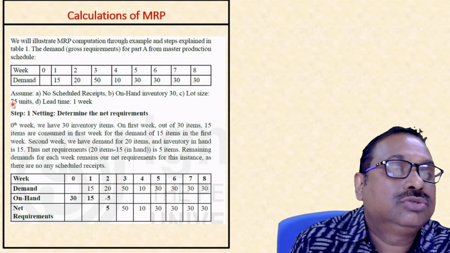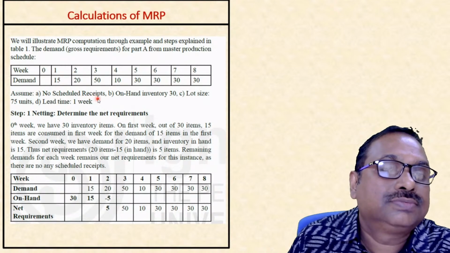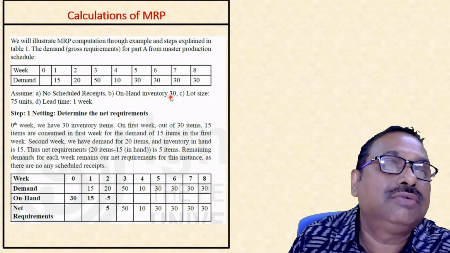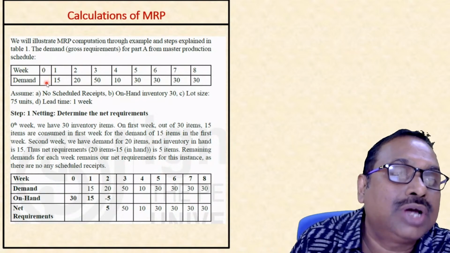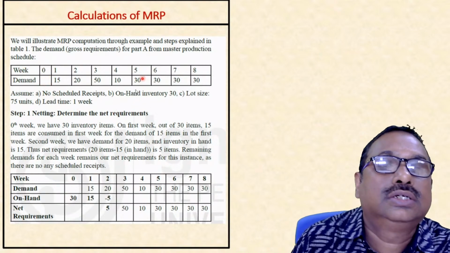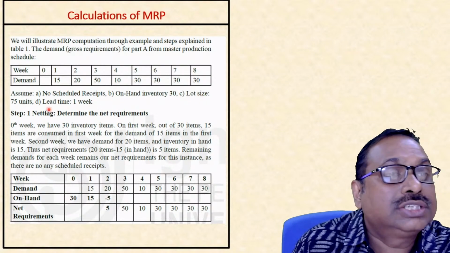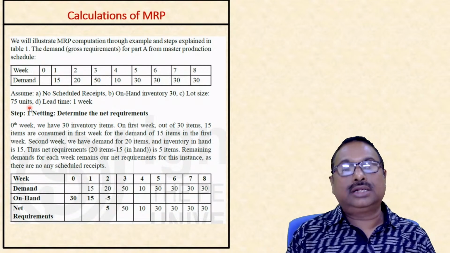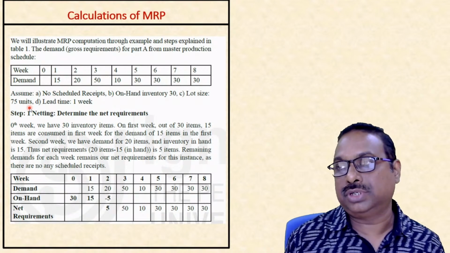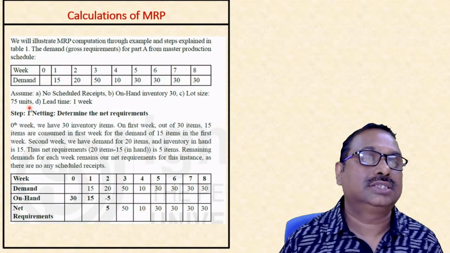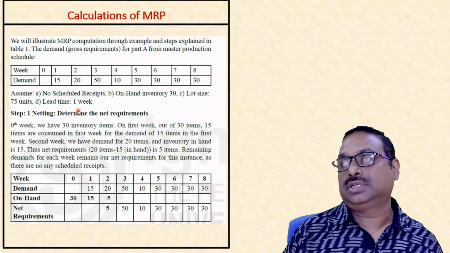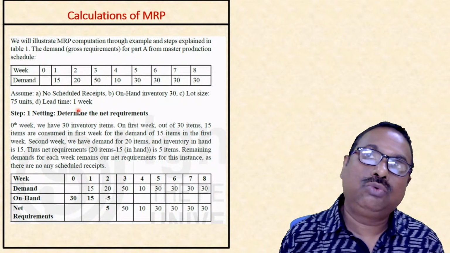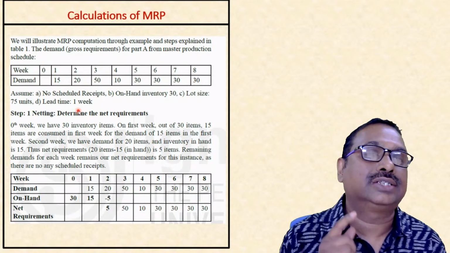So here we assume there are no scheduled receipts, and on-hand inventory is 30. That means opening inventory at week 0 is 30. Lot size is 75. That means when you are ordering from your supplier, you have to order 75 units, not less than this. And the lead time is 1 week. That means if you place the order in this week, you will receive the material in the next week.